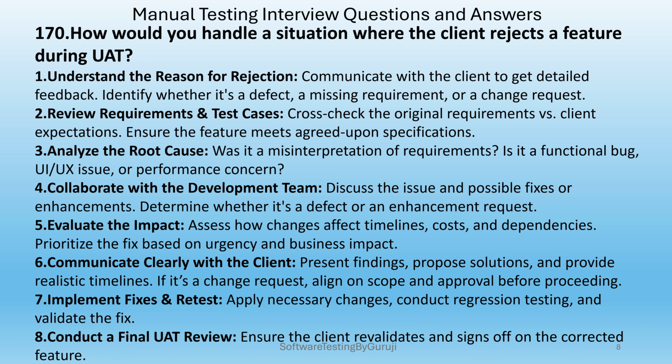Next question is, how would you handle a situation where the client rejects a feature during UAT? First, understand the reason for rejection. Communicate with the client to get a detailed feedback, identify whether it's defect, missing requirements, or a change request. Second, review requirements and test cases. Cross-check the original requirements versus client expectation, ensure the feature meets agreed upon specifications.